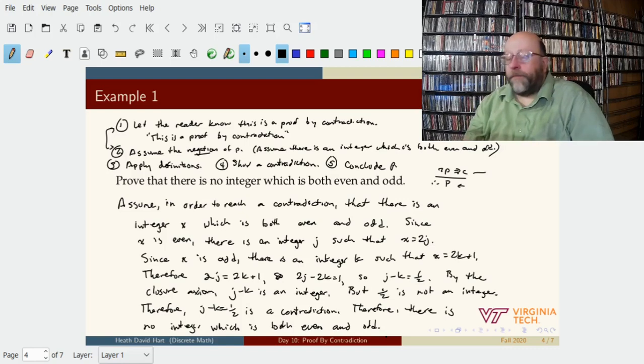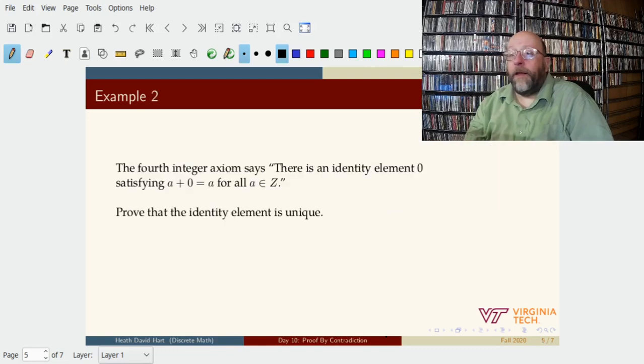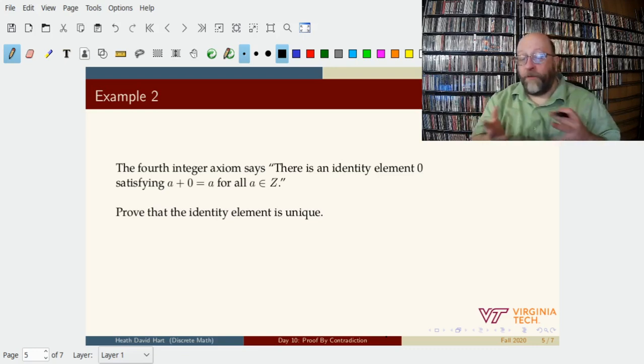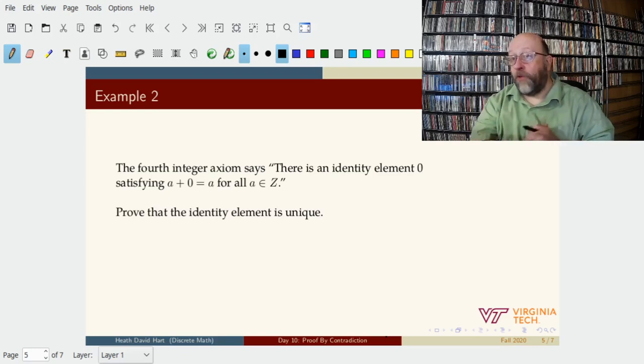All right, so let's keep going with another example. One of the integer axioms, we saw these some time back, and we've talked a lot about the closure axiom. But we have an axiom that says that there is an identity element 0, so that a plus 0 is equal to a for all a in Z. What we want to prove is that that identity element is unique. In other words, that there is only one such identity element.